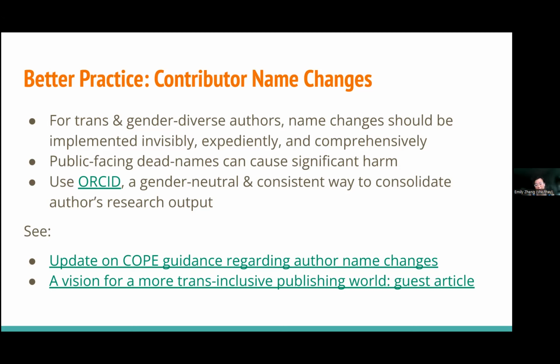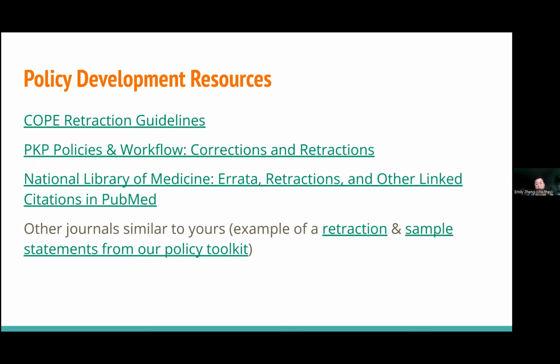With those exceptions, for the most part, we do understand that the integrity of the publication record is important and should be maintained as much as possible. This next slide is just a couple of resources that can help guide your discussions, from COPE, from PKP, and from the National Library of Medicine. Another good resource could just be looking around at other journals that are similar to yours or that your readership might already be familiar with, and looking at examples of some of the changes that they've made to their journals.